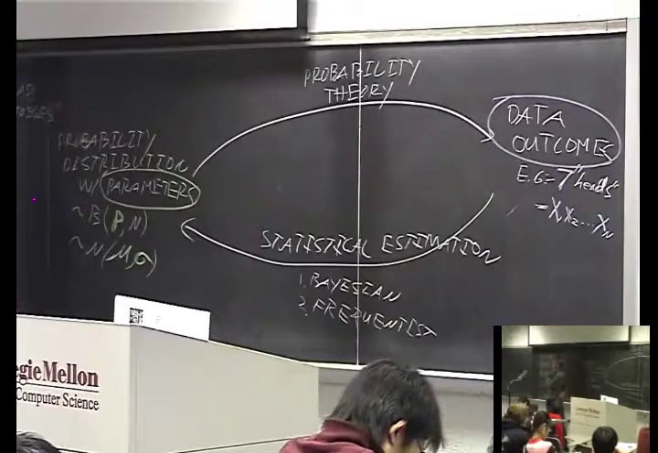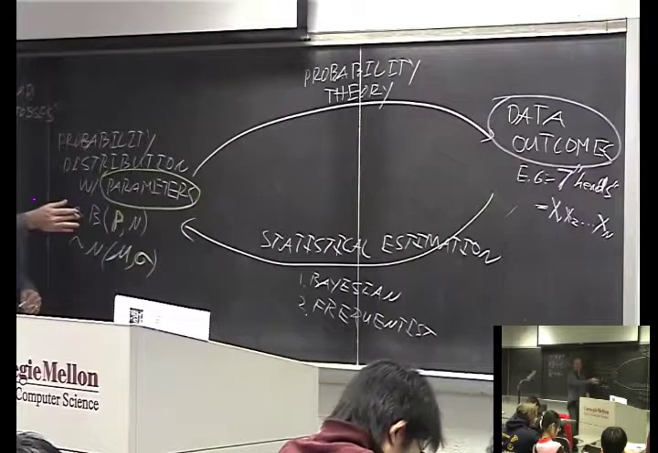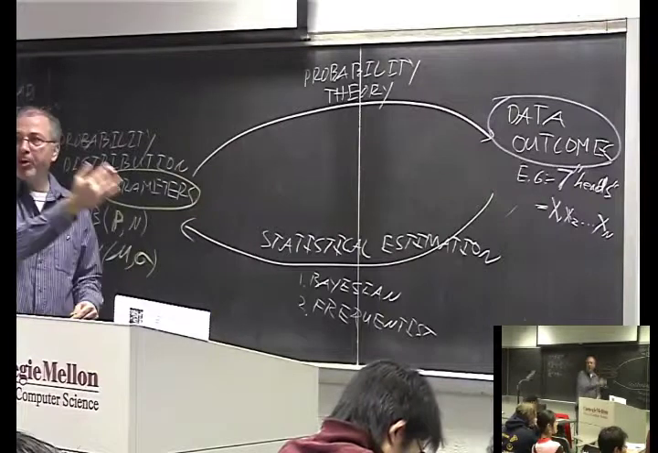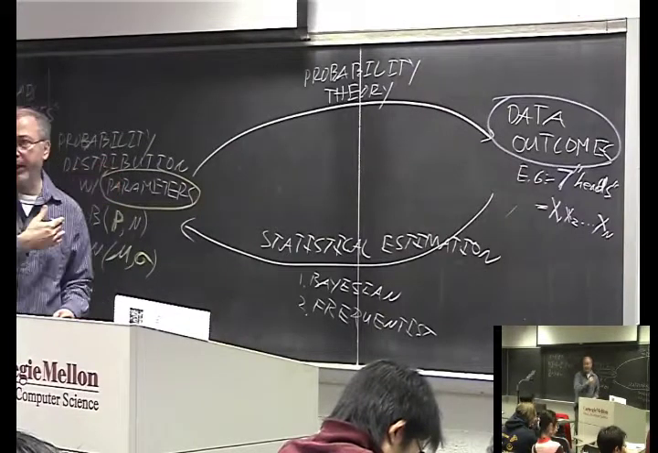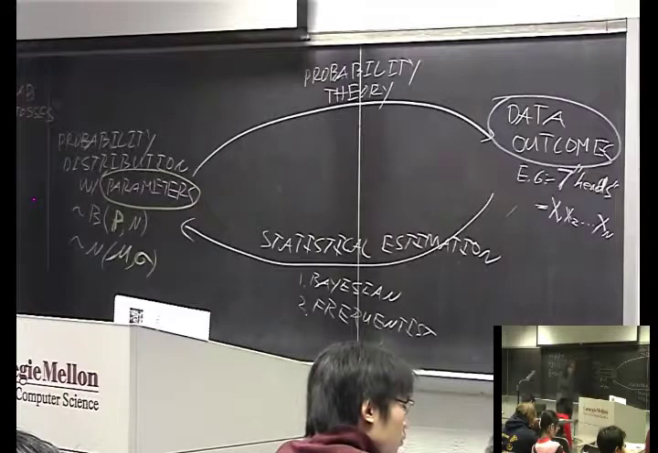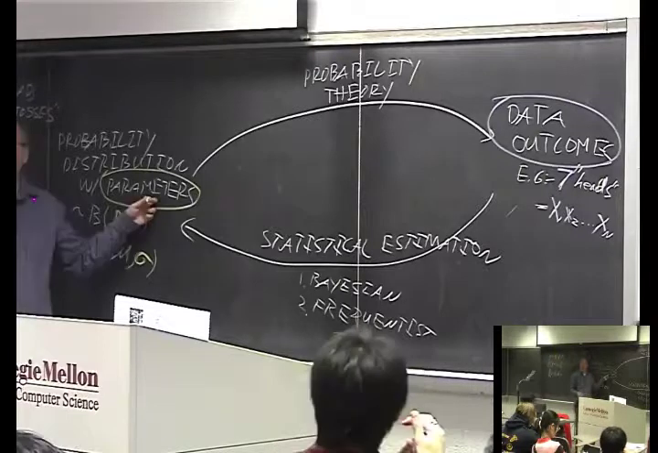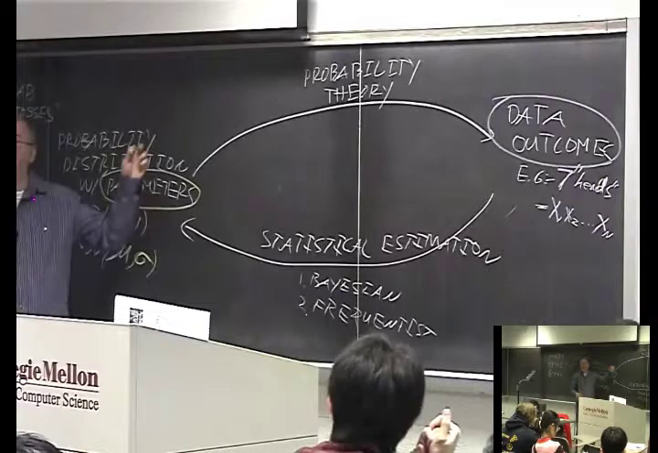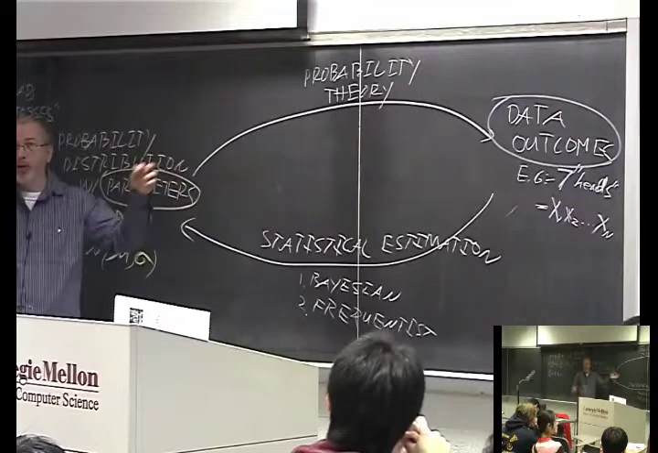Probability theory starts from green and goes to purple. Statistical estimation starts from purple and goes to green. When you do probability theory, you assume a fixed green, and you say that the purple can vary. It's a distribution. You could have many different possible data.